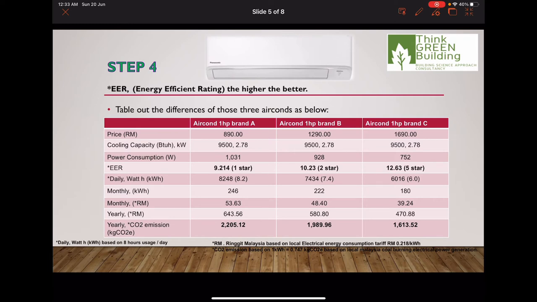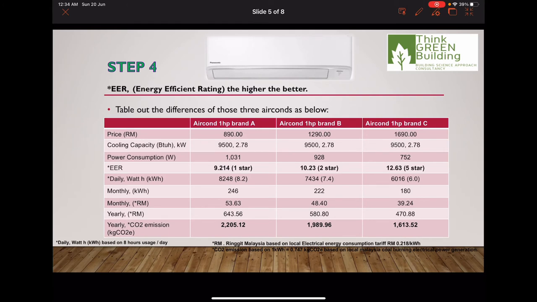How about the monthly ringgit? This one you have to times by the tariff. For energy in Malaysia, every kilowatt hour, the tariff is around ringgit Malaysia 0.218 per kilowatt hour. So when we times it with the monthly kilowatt hour, we get the monthly ringgit amount for this air conditioner: 53 ringgit for aircon brand A, 48 ringgit for aircon brand B, and 39 ringgit for aircon brand C. The more efficient, the lesser you will pay for the electricity bill.